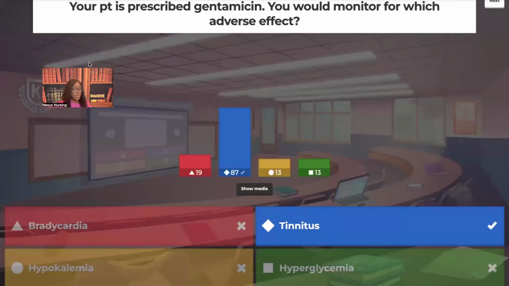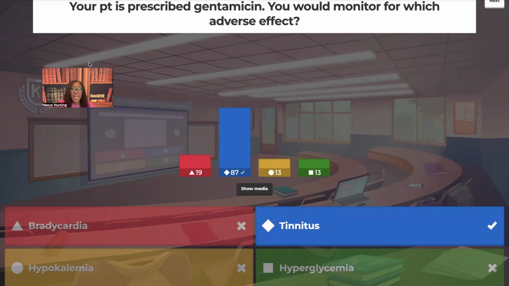Very good, tinnitus. So let's talk about this, guys. Gentamicin, you have to know what class of drug it falls under. It is an aminoglycoside, and something that can help you, the aminoglycosides end in mycin: gentamicin, neomycin, streptomycin, right? You hear mycin, most likely it's an aminoglycoside. You have to know the drug class.